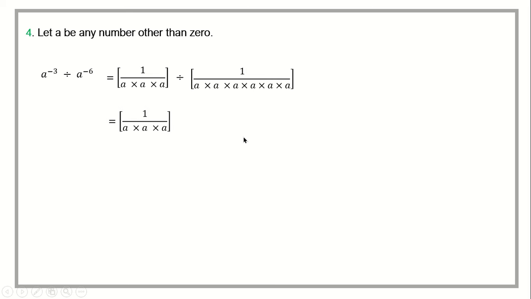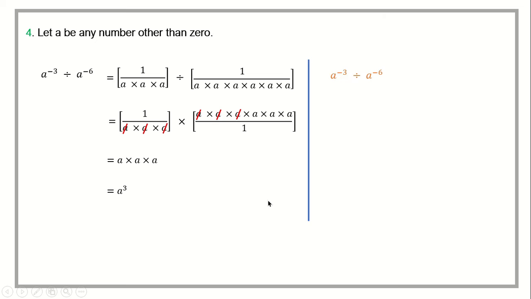Now we get 1 out of A times A times A, and now we get the reciprocal of this one. So it will be A times A times A times A times A times A out of 1. And now this A and this A, we cancel them. We cancel this one and this one, then this one and this one. We remain with A times A times A. That will give us A to the power of 3.